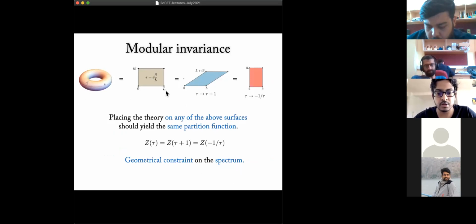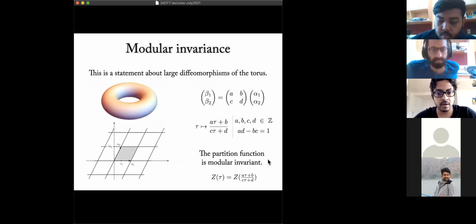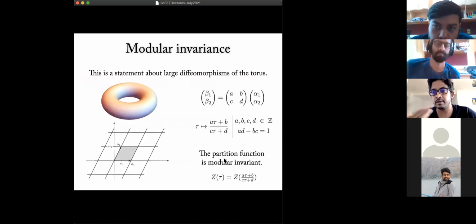So if you place your two-dimensional conformal field theory on any of these surfaces, it should yield the same partition function. So that is this statement. Now this is a purely geometrical constraint which comes from this, and this is a constraint on the spectrum of your theory. The partition function should obey this condition.